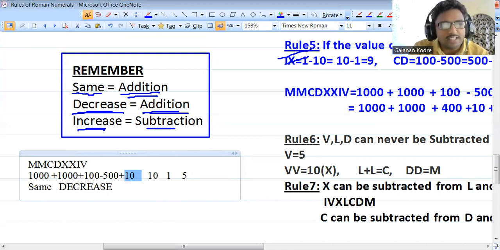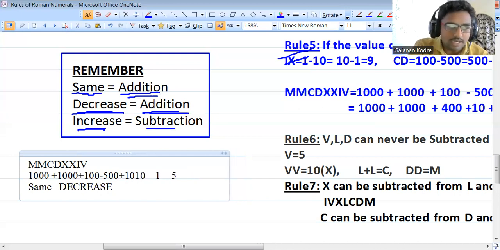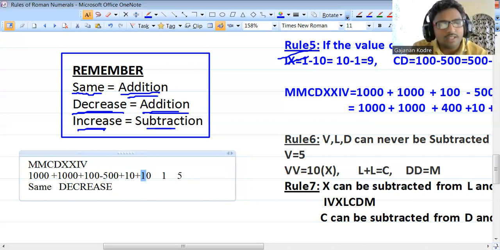Then look at this 10 and next 10. Number is increase, decrease or same? It is same. So addition. Look at the next. 10 के बाद 1 आ रहा है. So it is decrease and decrease means addition. 1 के बाद 5 आ रहा है, नंबर इज इंक्रीज और इंक्रीज के लिए क्या होता है? सब्ट्रैक्शन. लेट्स पुट अ सब्ट्रैक्शन साइन.